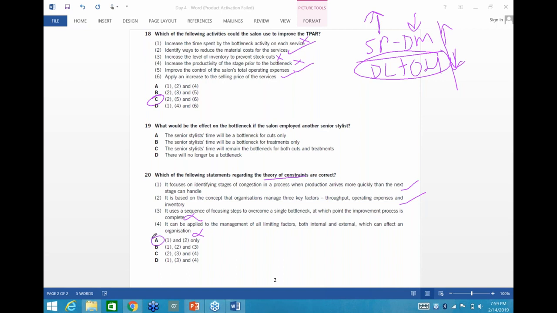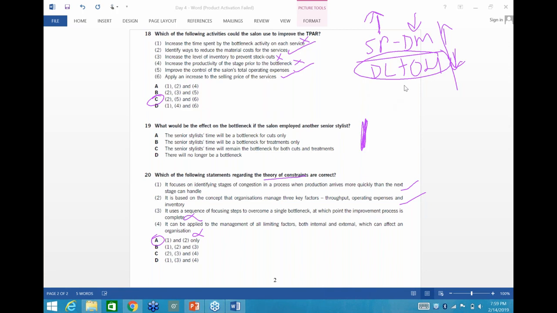So the last question is the one which focuses on finding the bottleneck. What would be the effect on the bottleneck if the salon employed another senior stylist? So what is going to be the bottleneck, in other words, if you employed another senior stylist? Okay, so the answer is provided. For the 18th one, C is right.